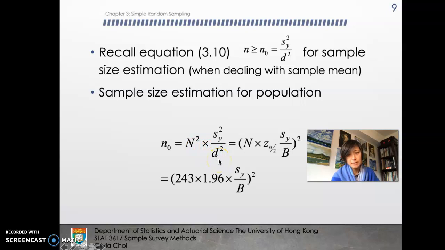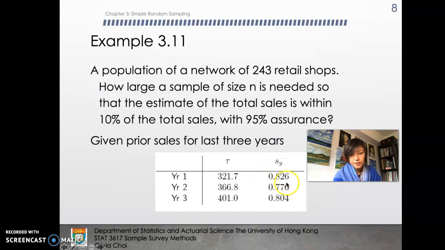D squared is bound of error, B, divided by the critical value. Okay, so we know the total number of retail shops, 243. 95% assurance, so we know the critical value, which is 1.96. The question is, what is SY and the bound of error? With the historical data, we can see the variations are around 0.8. So we can simply take an average of SY of the past 3 years to substitute into the SY.